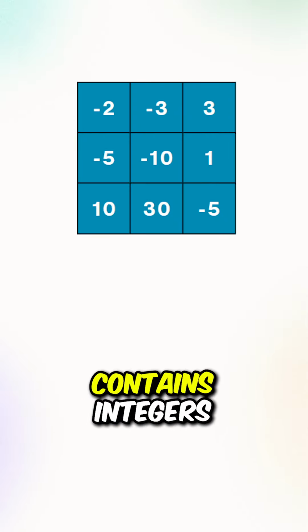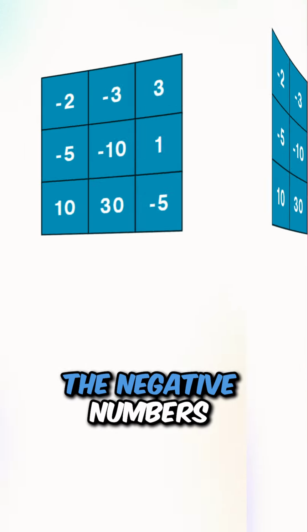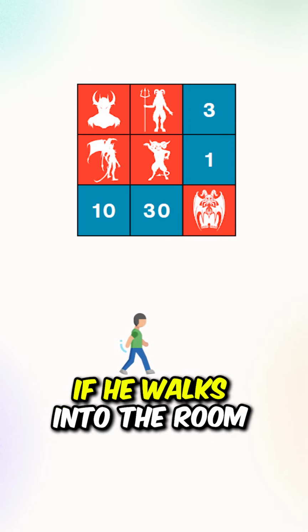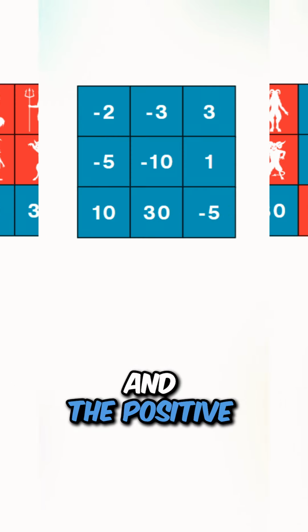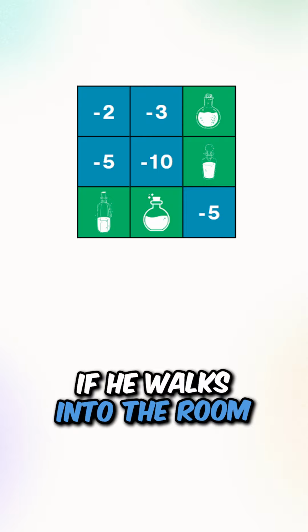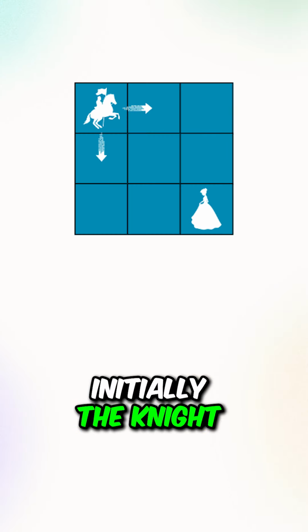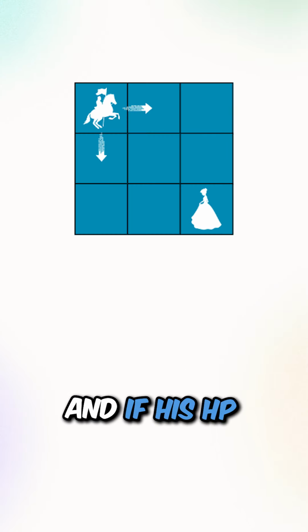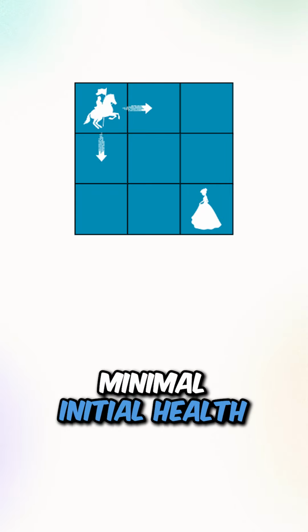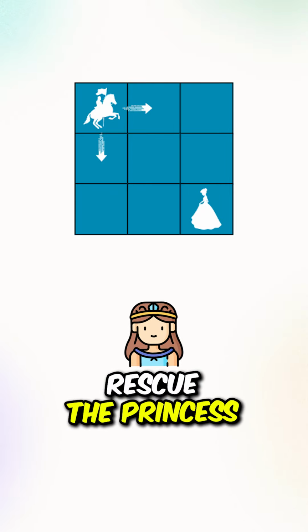Now the input matrix contains integers. The negative numbers in the matrix represent demons, and the knight will lose health if he walks into the room. And the positive integers are magic potions, so the knight gains health if he walks into the room. Initially, the knight has a positive HP, and if his HP reaches 0, he will faint. So we want to find the minimal initial health so that he can rescue the princess.